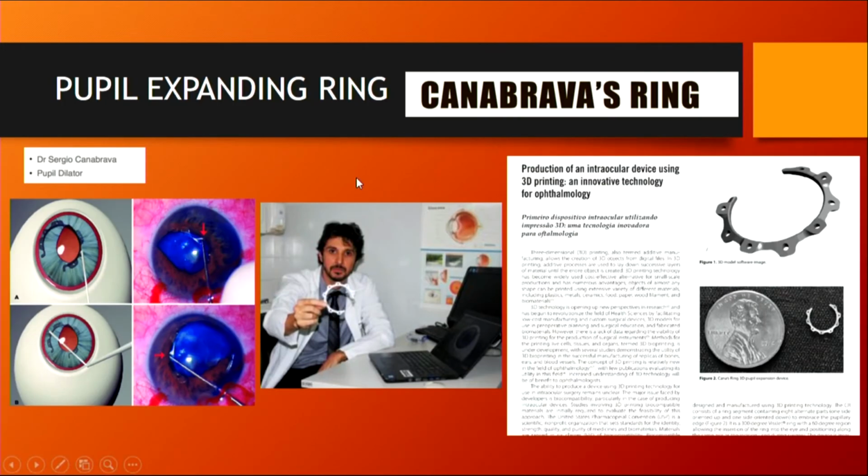Dr. CANABRAVA, who is a Brazilian ophthalmologist, has also 3D printed a pupil expander. He presented this at the ACRS 2 years back and won the best video award. You can use this 3D printed CANABRAVA'S ring to expand the pupil by 7 mm.